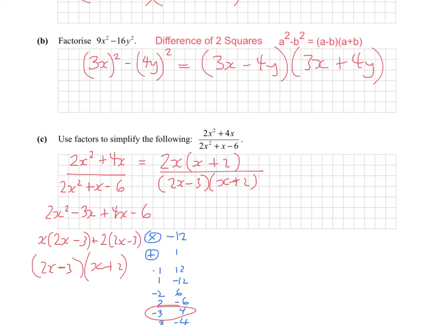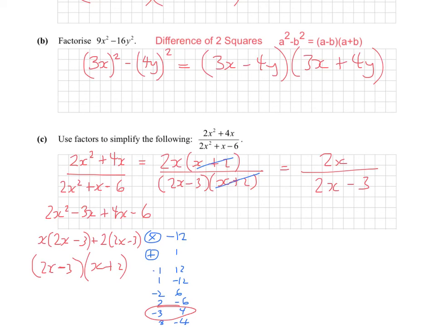So our last step, in terms of simplifying, we notice that there's a factor on the top and the bottom that's the same. Therefore, we are allowed to cancel them out. It's basically they cancel each other out. Multiply by x plus 2 and divide by x plus 2, they cancel out. And what we're left with is 2x on the top in the numerator and 2x minus 3 in the denominator.